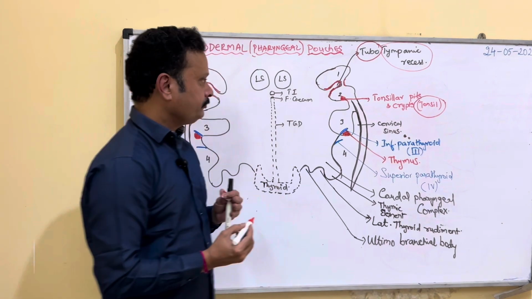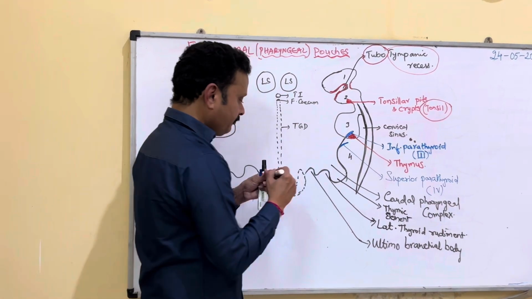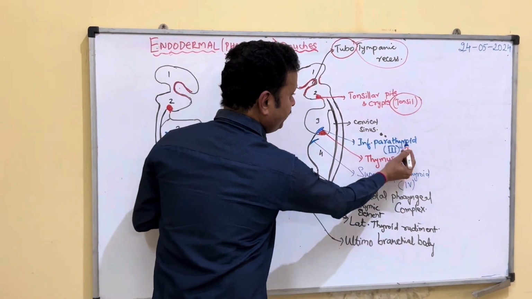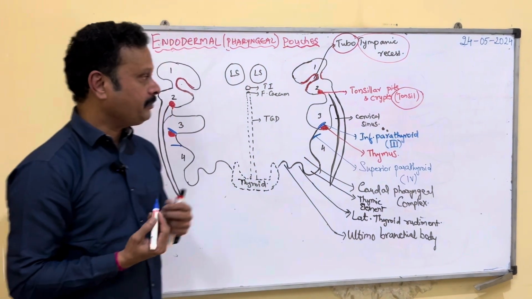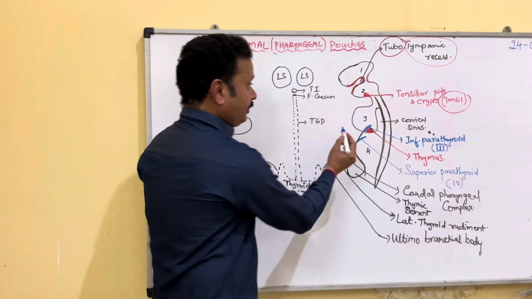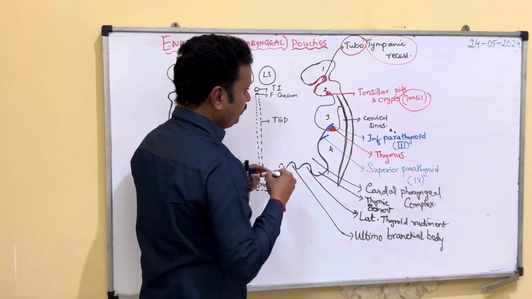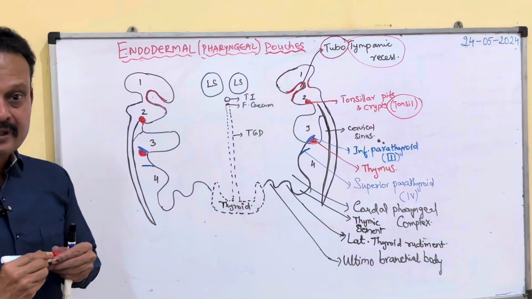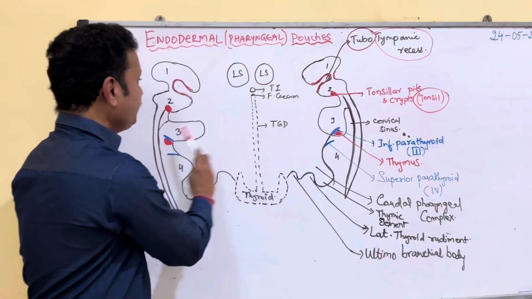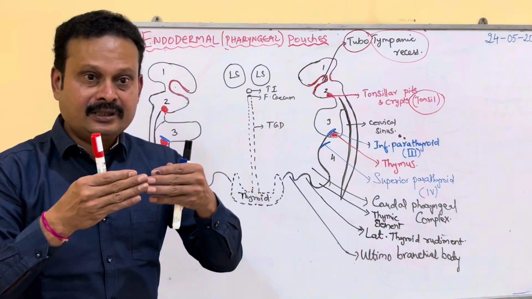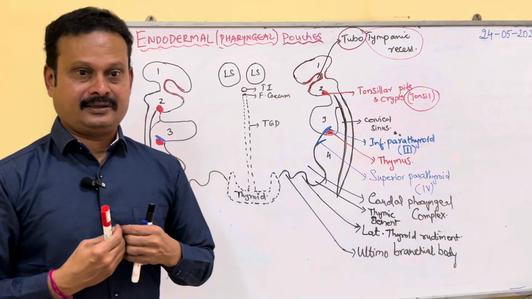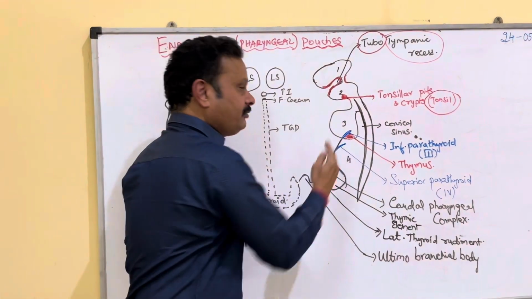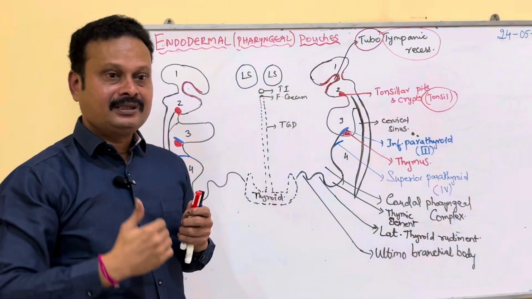Coming to the third pouch, the dorsal wing of the third pouch gives rise to the inferior parathyroid, that is parathyroid 3, and the ventral portion gives rise to the thymus. This thymus of either side gets fused and they are connected with the aortic sac. So with the descent of the heart and the aortic sac downwards, this thymus also descends downwards.